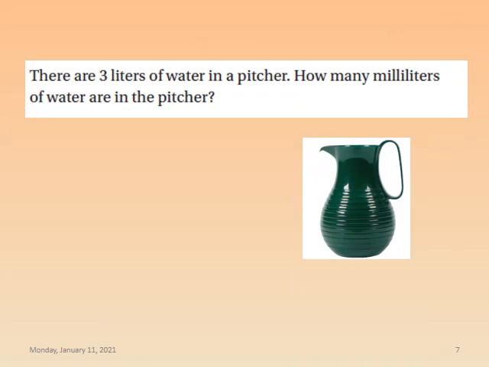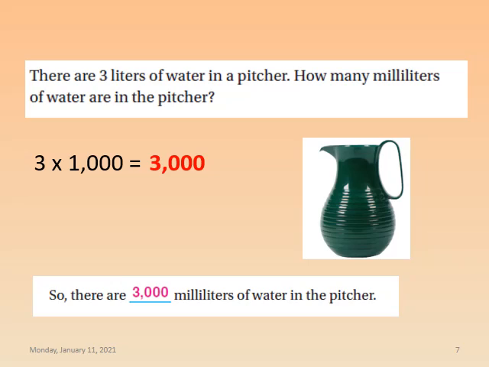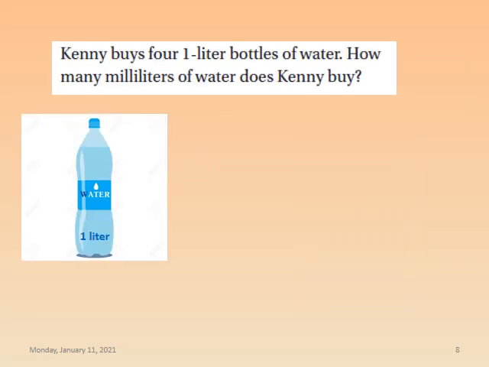Second word problem. There are 3 liters of water in a pitcher. How many milliliters of water are in the pitcher? So again, we have 3 liters of water. We will multiply them by 1000 in order to change them into milliliters. So 3 times 1000 equals 3000 milliliters of water in the pitcher.